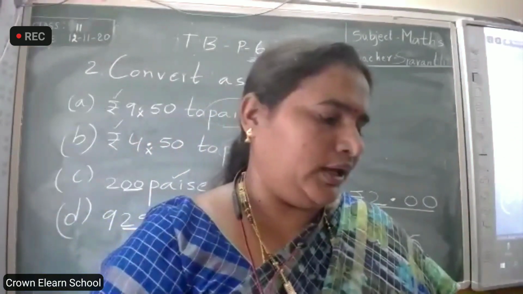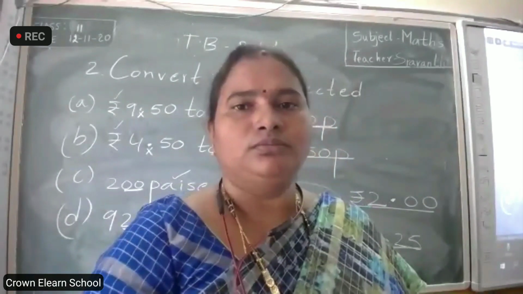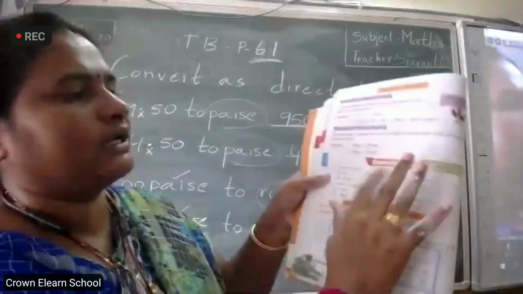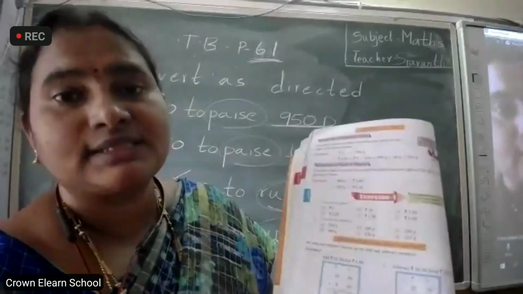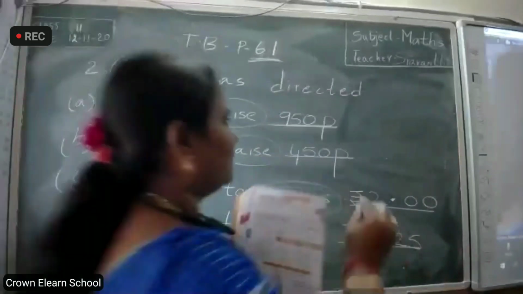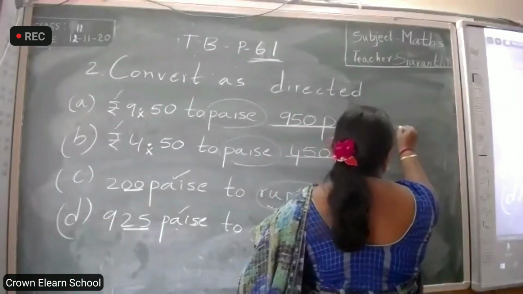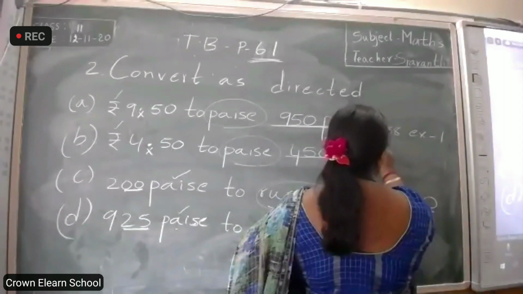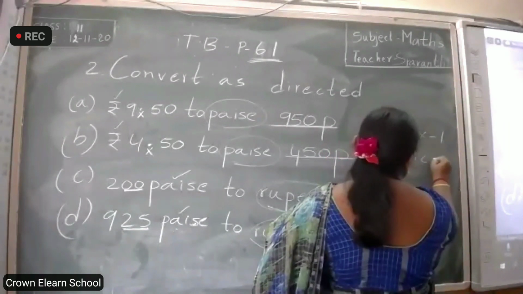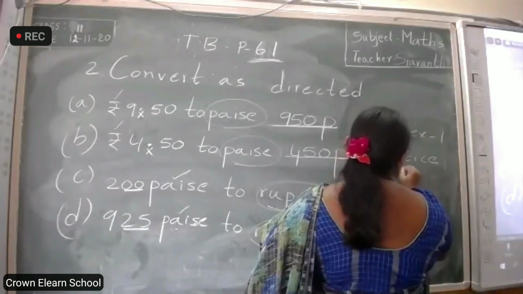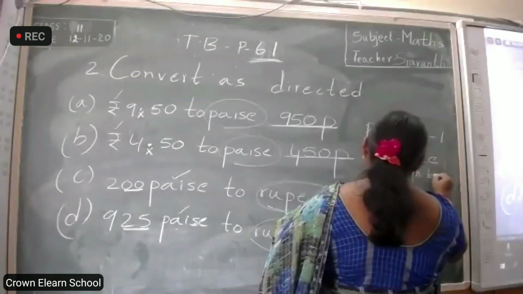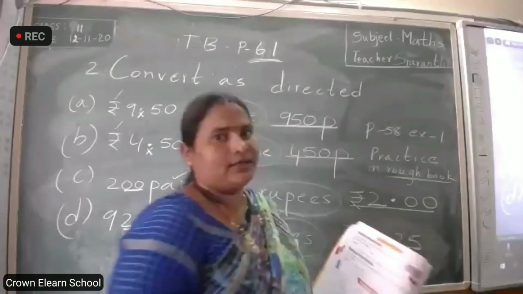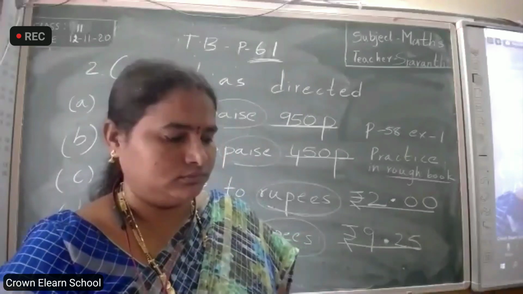Okay, ma. Today also no homework. You know how to convert. Just practice Exercise 1 in rough book. Practice Exercise 1, page number 58. Just in rough book. Practice. Rough book, not in our math notebook. Practice that. You know how to convert.